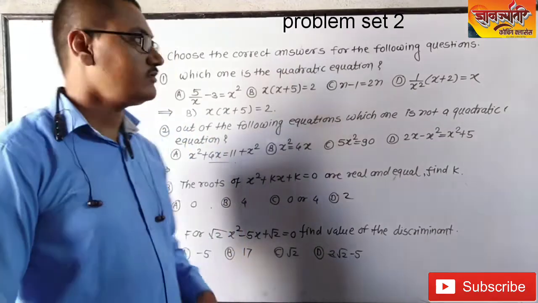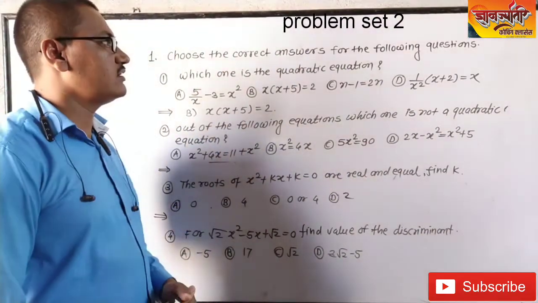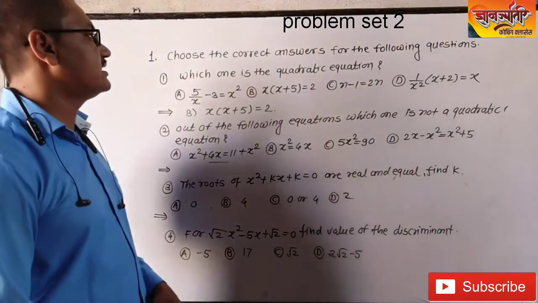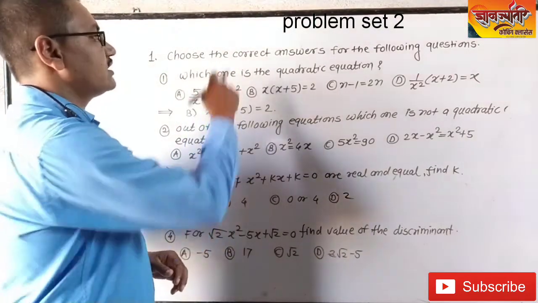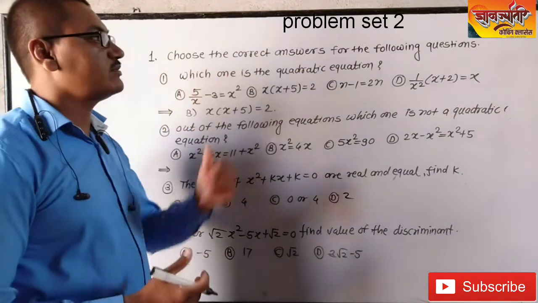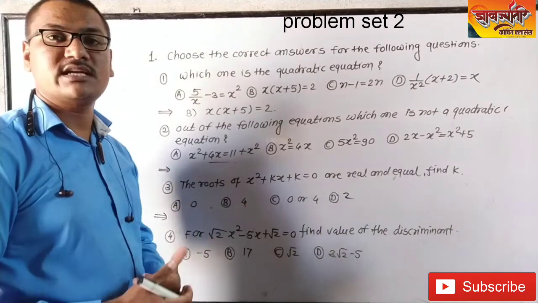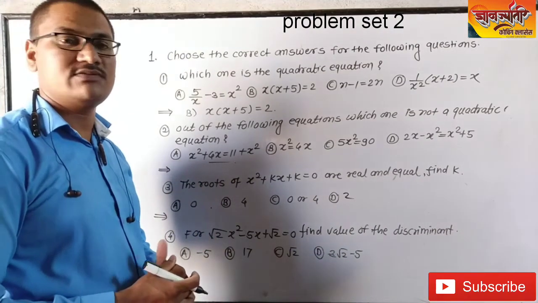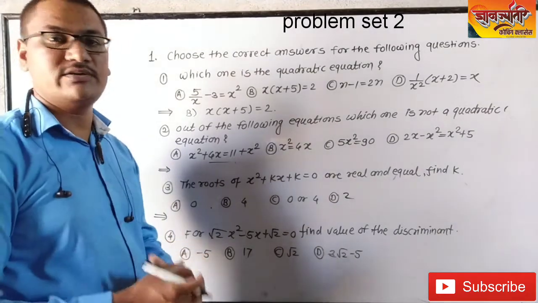Welcome. Today we will work through problem set number 2 of quadratic equations. You can see the first problem here: choose the correct answer for the following questions. This means the questions are given with 4 options, and choosing any one correct option will be the solution to the given question.